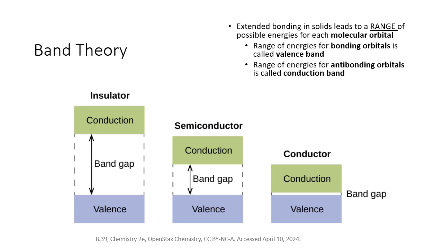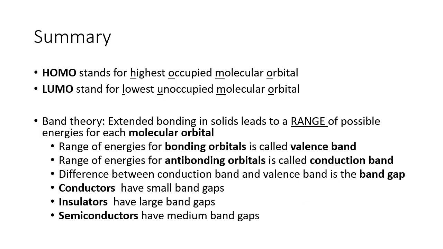To summarize, HOMO stands for highest occupied molecular orbital. LUMO stands for lowest unoccupied molecular orbital. As an aside, yes, I know homo normally means same. This is the exception in chemistry. HOMO, highest occupied molecular orbital.